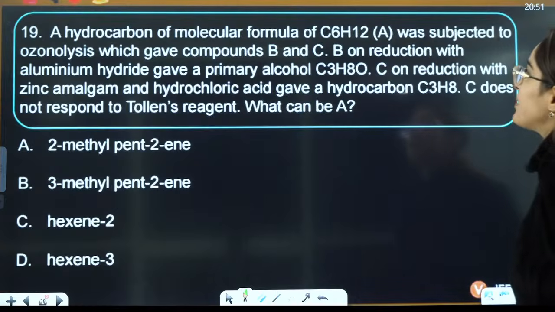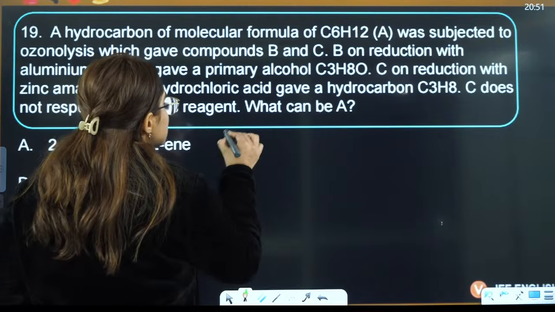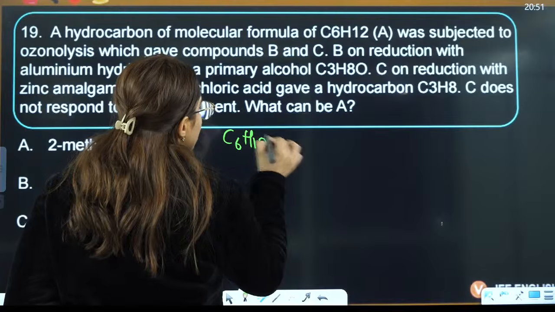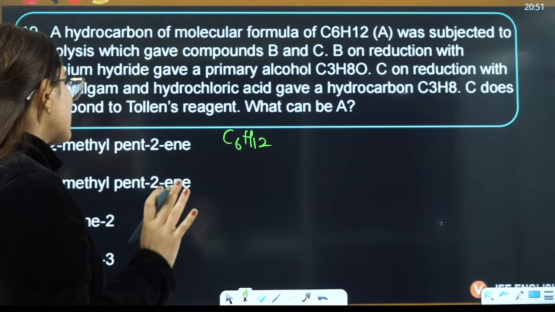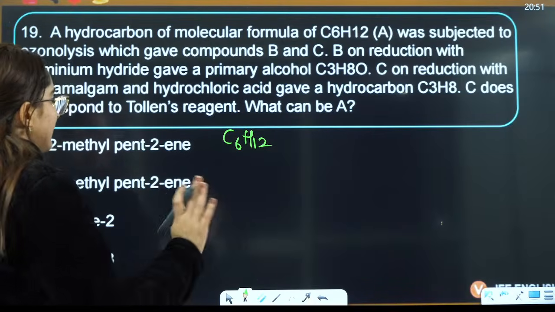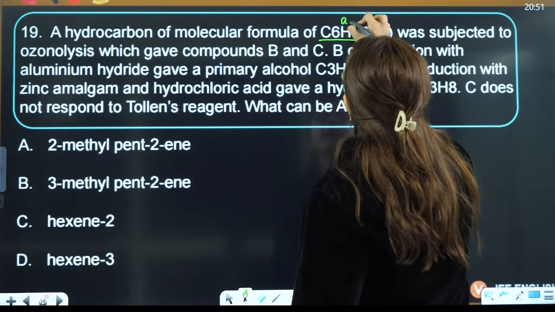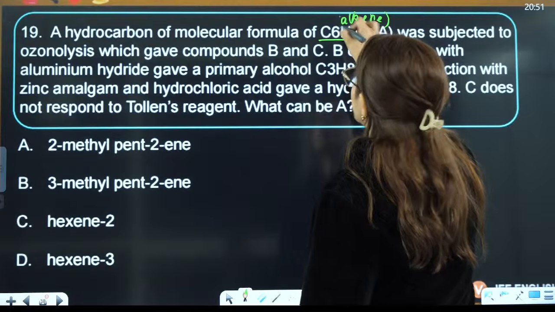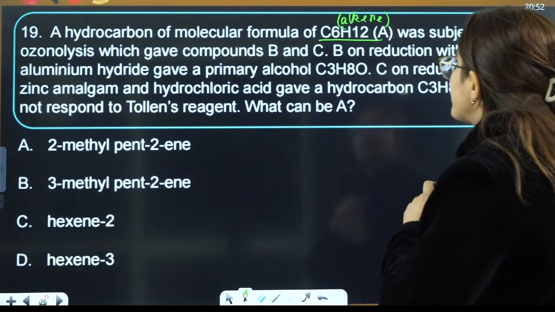A hydrocarbon of molecular formula C6H12 was subjected to ozonolysis. So what you have here is C6H12, right? Now I can see CnH2n, so that is actually some alkene, because it is of that formula. This must be an alkene only because it is subjected to ozonolysis. All of them are alkenes, which give B and C.